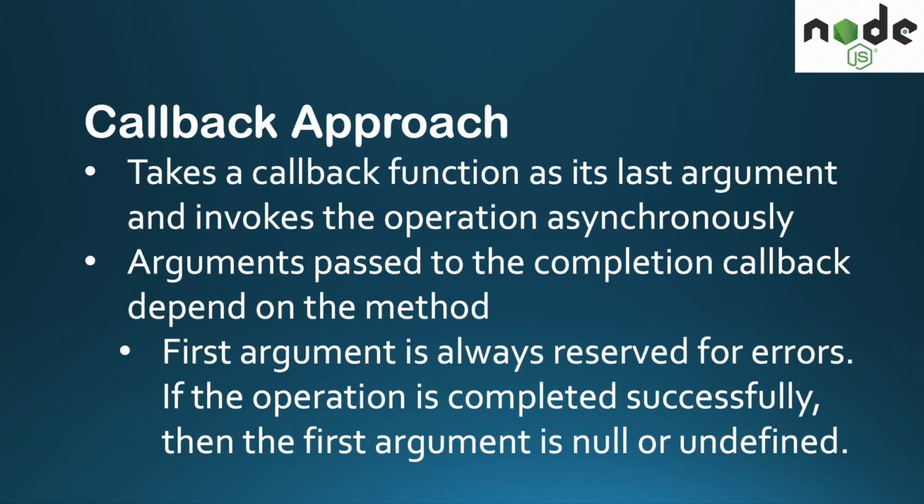Arguments passed to this callback function when the operation is complete depend upon the method. However, and this is very important, the first argument is always reserved for errors. If the operation is completed successfully, then this first argument, which is reserved for errors, is null or undefined.